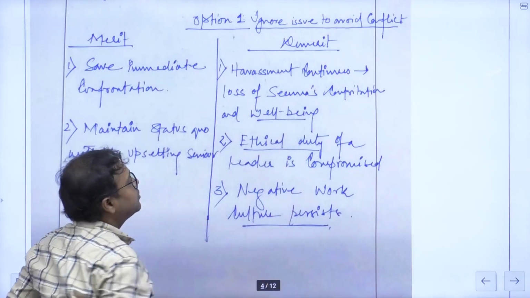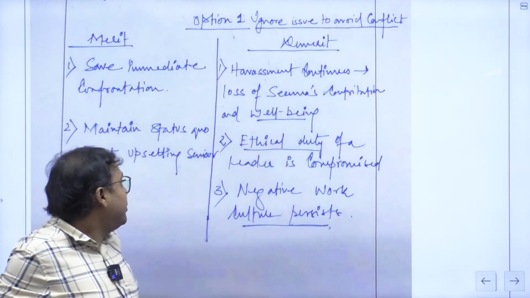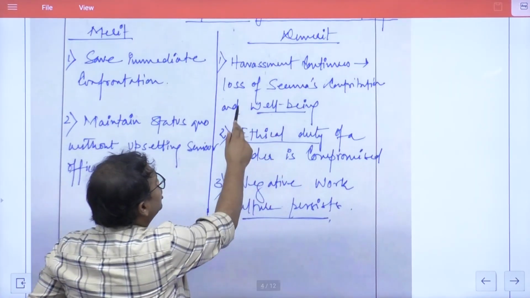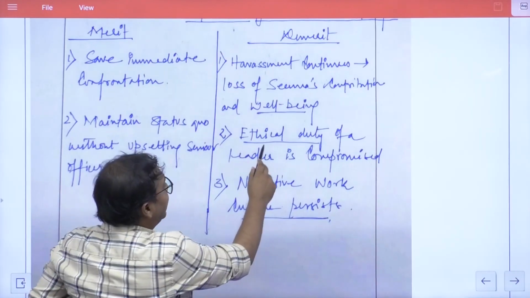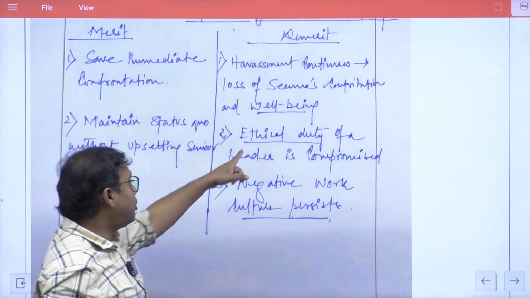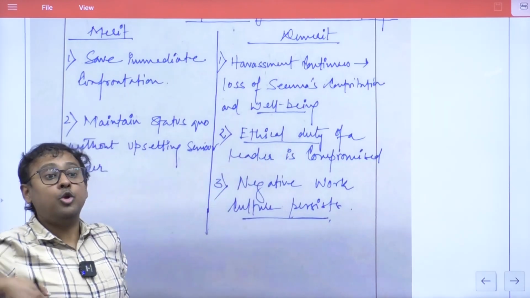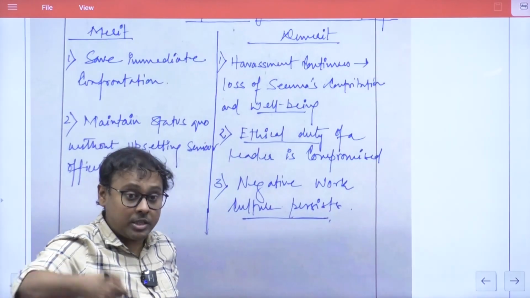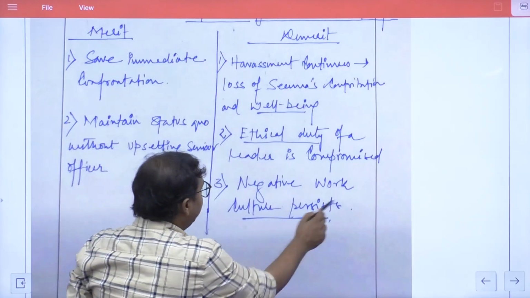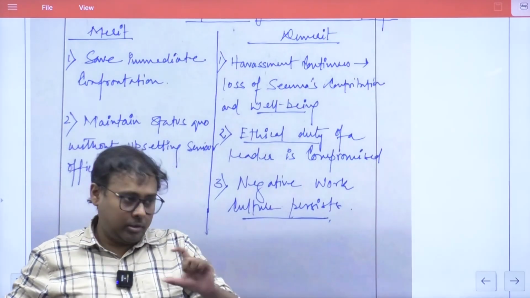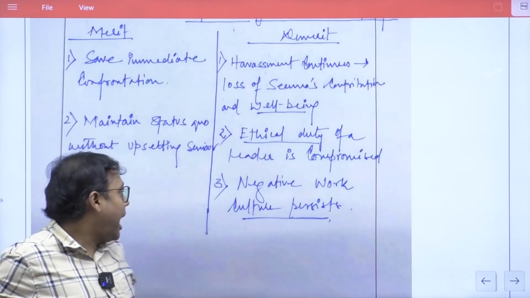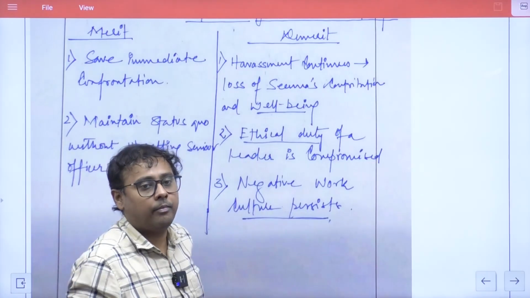Harassment continues, loss of Seema's contribution and well-being. Now this is again a value. Well-being is a value. ठीक है? Loss of Seema's contribution and well-being. Ethical duty of our leader is compromised. This is very important. This particular case is also about leadership. You are not taking action. This case study is from your point of view. You are not taking action, so ethical duty is compromised. Negative work culture persists. So there is an issue. You're not taking steps or reprimandatory steps. What happens? Your work culture खत्म हो रहा है.